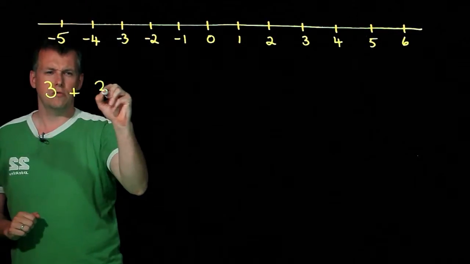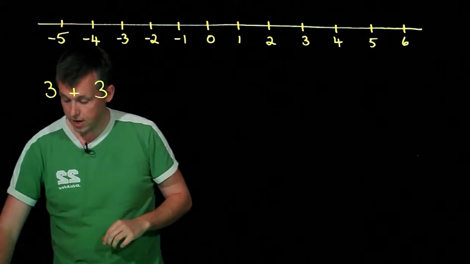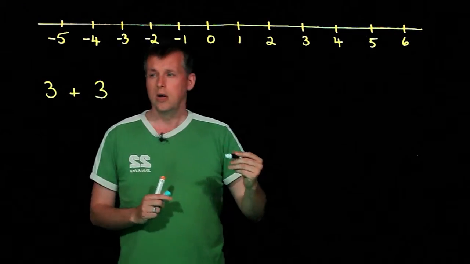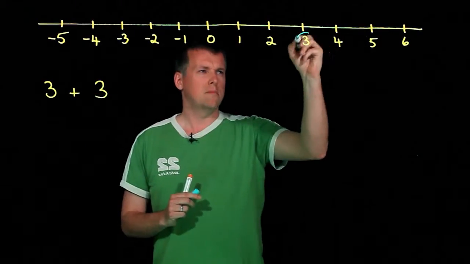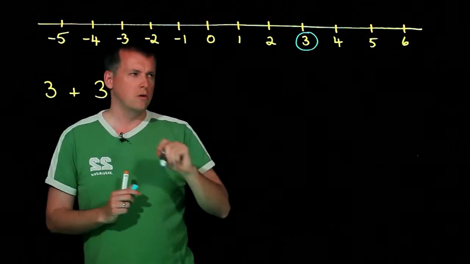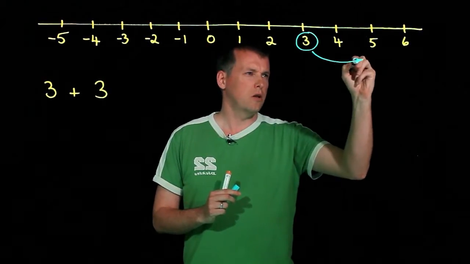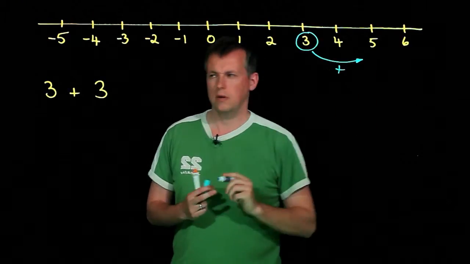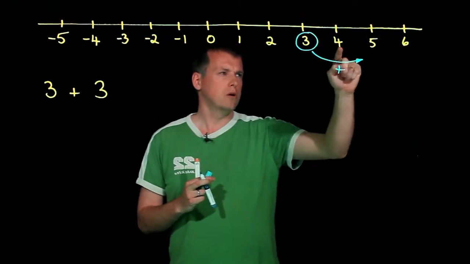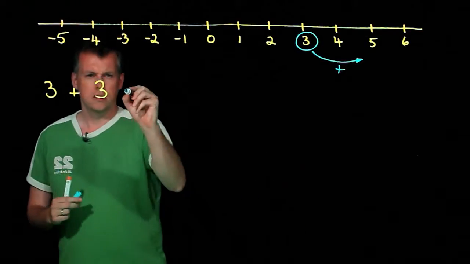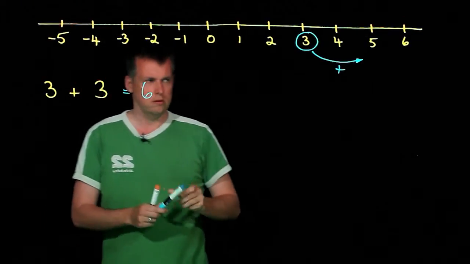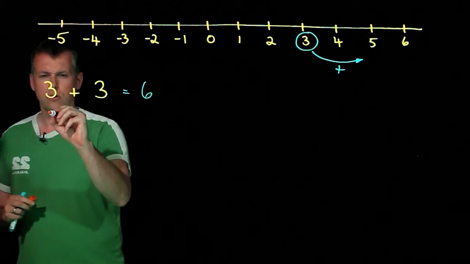Let's start with something straightforward, just so we can introduce our number line. 3 plus 3. We probably shouldn't really need our number line to understand that one, but I'm starting at my number 3 and I'm adding on 3. And if I'm adding, I'm going in this direction along my number line. Okay, and if I add on 3 from 3, 1, 2, 3, it takes me to 6.